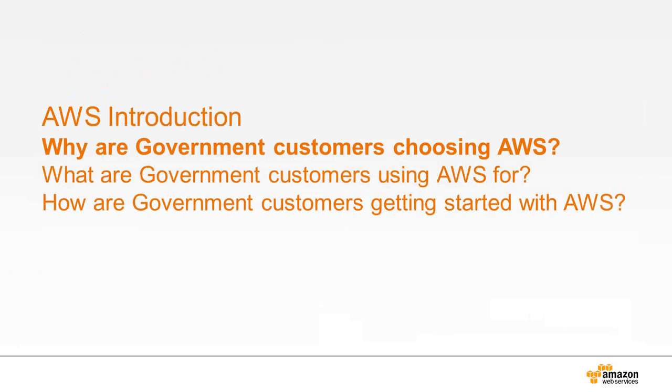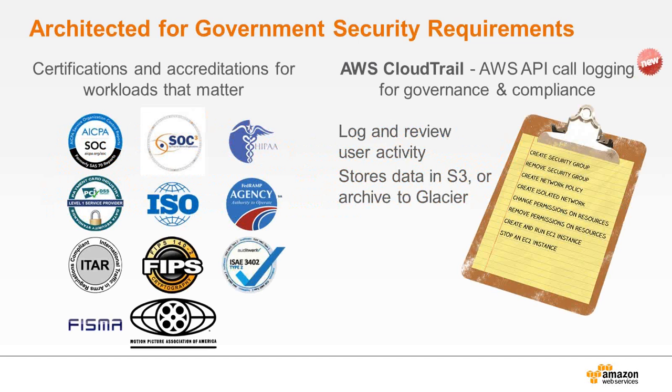So now that we've had a quick overview of AWS, let's look at why governments are choosing AWS to run their diverse workloads. Right out of the gate, security is always something that comes up with the customers that we're talking to. And customers who've made the move to AWS, it's because AWS is architected for government security requirements.